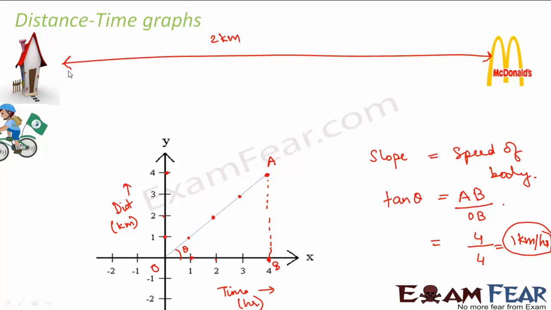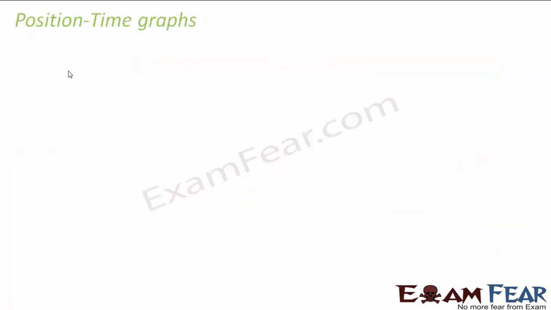So you understood what speed is? Speed is nothing but distance covered per unit time. So speed is equal to distance by time. So if you want to determine speed, you need the distance time graph. So from the distance time graph, the slope of the graph gives the speed of the body. Right? So let us now talk about position time graphs.